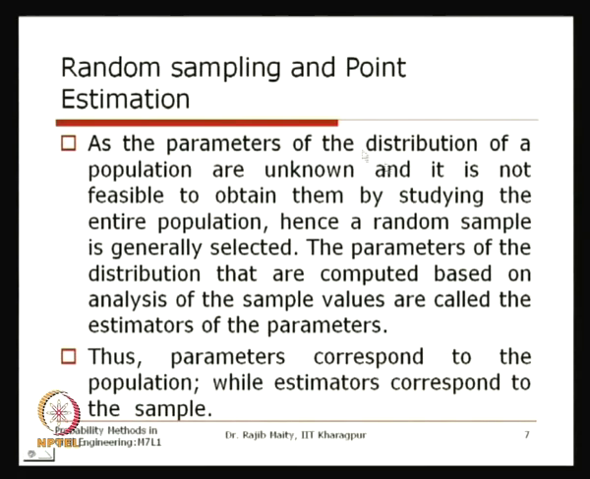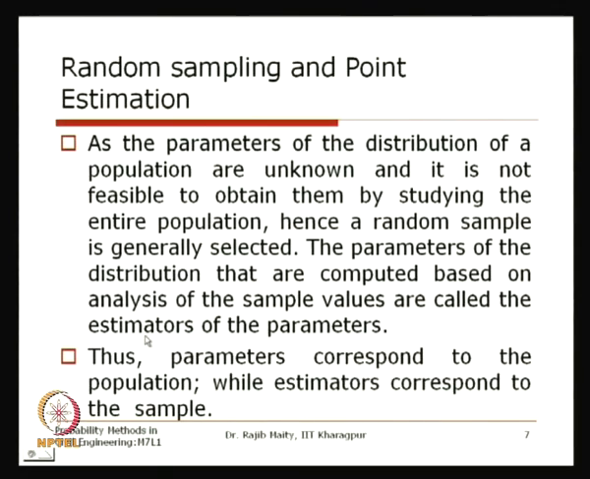Now the random sampling and point estimation. So first we will take point estimation out of these two estimates. As the parameters of the distribution of a population are unknown and it is not feasible to obtain them by studying the entire population, hence a random sample is generally selected. The parameters of the distribution that are computed based on the analysis of sample values are called the estimator of the parameters.